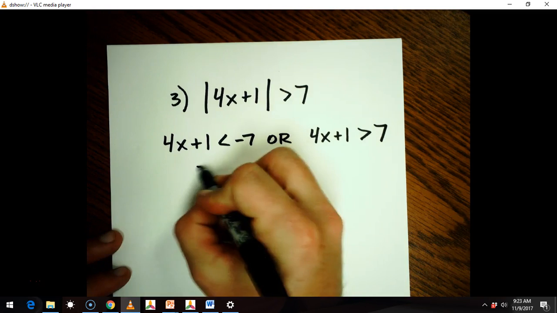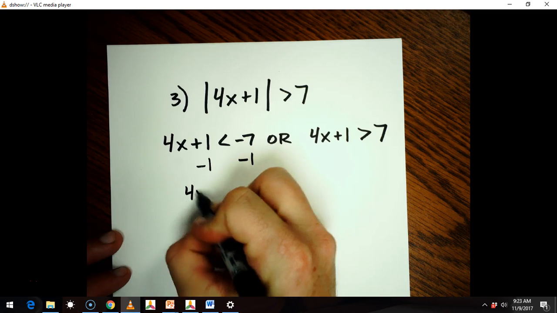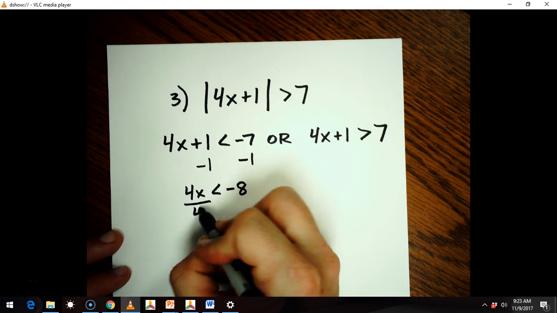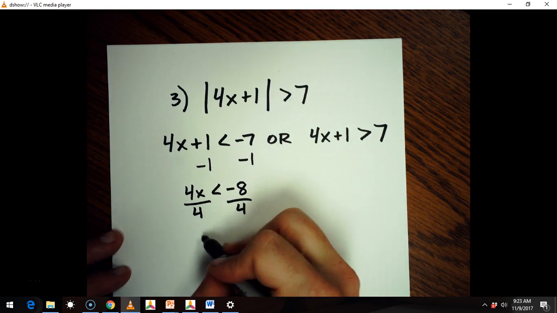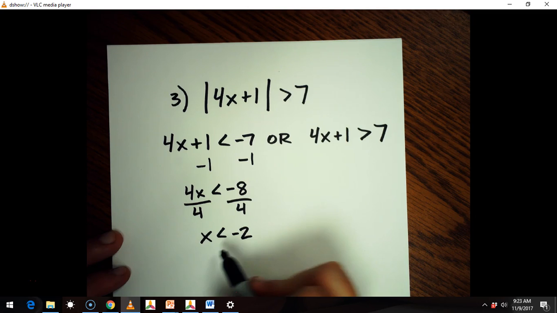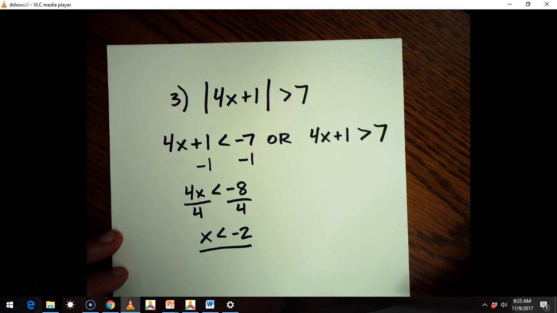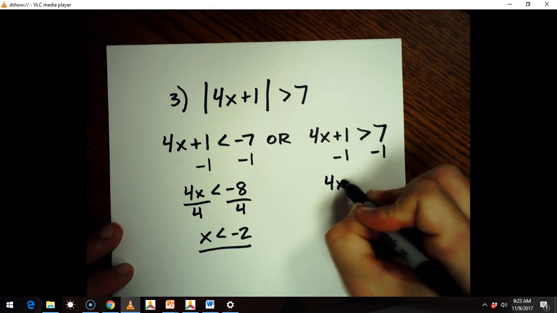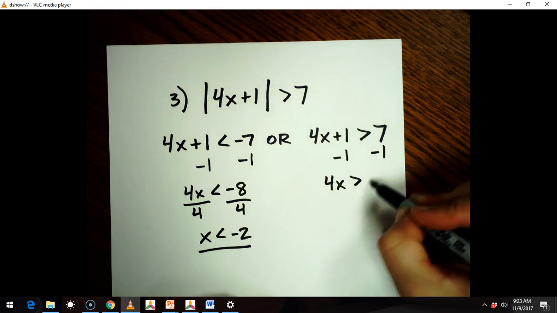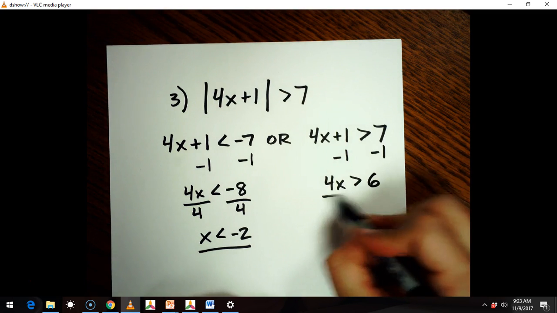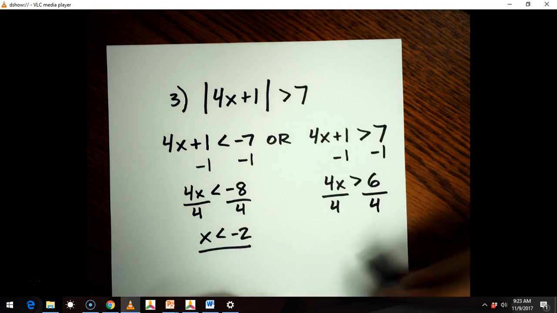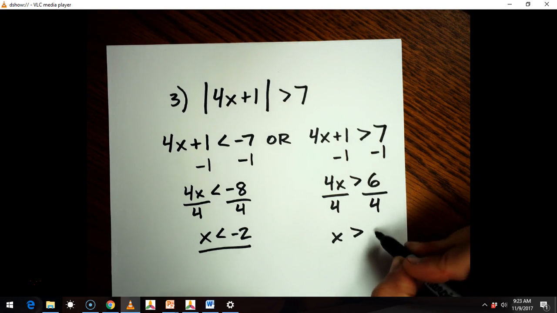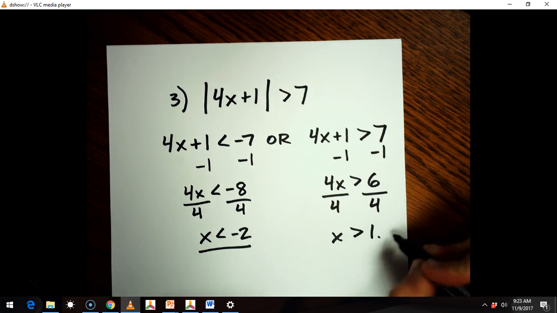So when I solve these, I'm going to have, for this first one, 4x is less than negative 8. Divide by 4. And x is less than negative 2. That's one set of numbers. I solve this one over here. 7 minus 1 is 6. Divide by 4. And x is going to be everything greater than 6 over 4, which is also the same as 1.5.